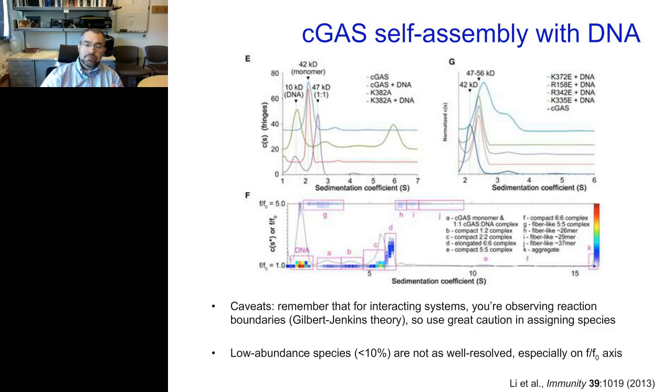This is, again, that caveat from the Gilbert-Jenkins slide, that remember that if this is an assembling system, we are actually very likely looking at reaction boundaries. And so we have to use caution with these kinds of assignments, because what looks here like a 2-to-2 or 3-to-3 complex may actually be just a reaction boundary on the way to the terminal complex. However, I think anybody who has a really complicated mixture of a lot of different things, this is a fantastic way, and really I think the best way there is to resolve things of very different sizes and shapes.